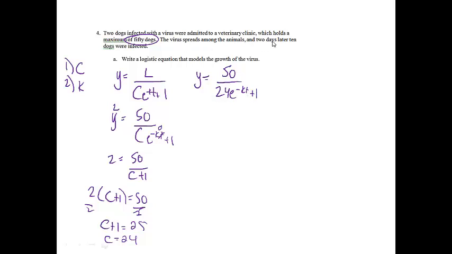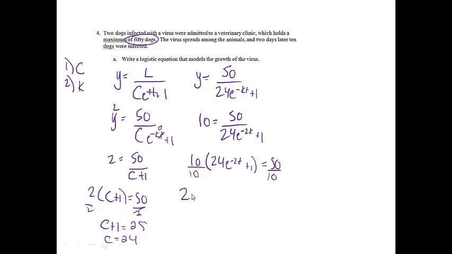It did say that 2 days later 10 dogs were infected. So 10 would be how many were infected, and we've got after 2 days. So it's going to be 24 e to the negative 2k plus 1. Once again, I'm going to cross multiply, so I'm going to get 10 times 24 e to the negative 2k plus 1 is equal to 50. We'll divide both sides by 10, so I'll get 24 e to the negative 2k plus 1 is equal to 5. And then we will subtract 1, so I'll get 24 e to the negative 2k is equal to 4.